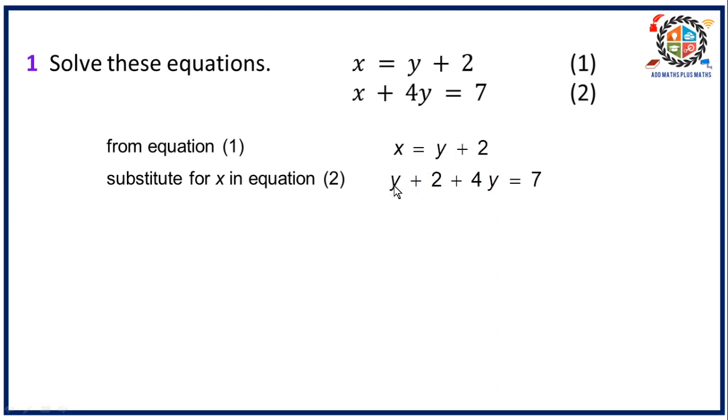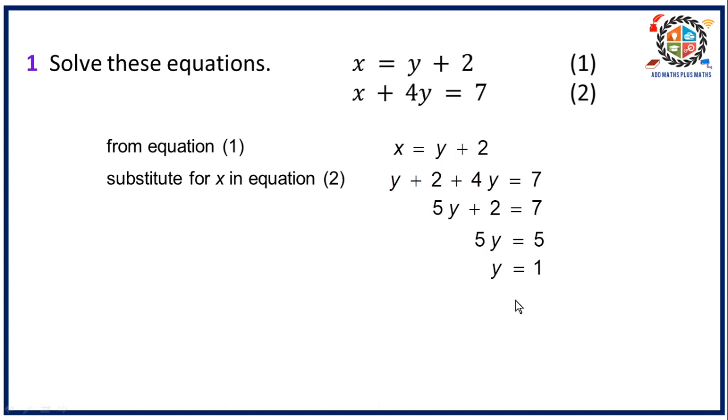Okay, y plus 4y is 5y. So 5y plus 2 is equal to 7. I'll take away these 2 by subtracting both sides by 2. So it will become 5y is equal to 5. Divide both sides by 5, you'll have y is equal to 1.